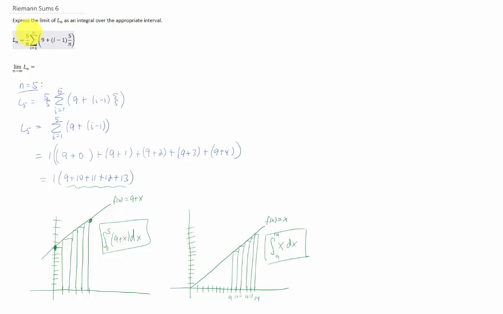And I'll go back up to the original problem and say that we can interpret that 5 over n as our delta x. And since delta x is b minus a over n, our b minus a is going to be 5. And you could see that from this problem. We had 5 subintervals of length 1, and that led us to an interval length of 5 in both cases. And then how you interpret this function here is really up to you.